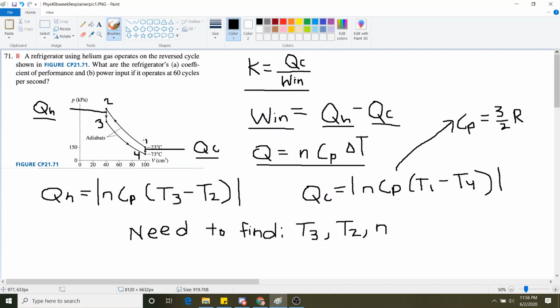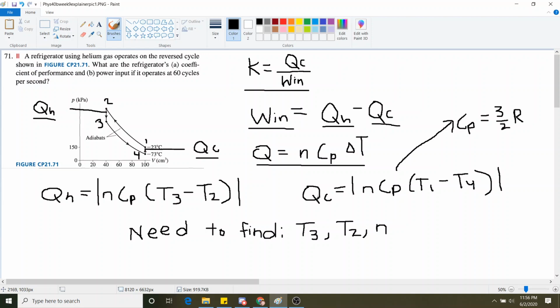Notice how I've labeled some of the points 1, 2, 3, 4 here, and we know that from point 2 to 3, it's going to be expelling some of the heat, so the temperature is going to decrease, and from point 1 to 4, it's going to be taking in the heat from the inside of the refrigerator. From point 4 to 1, that's going to be N CP over T1 minus T4. CP is just going to be a constant, which is going to be equivalent to 3 over 2 times R.